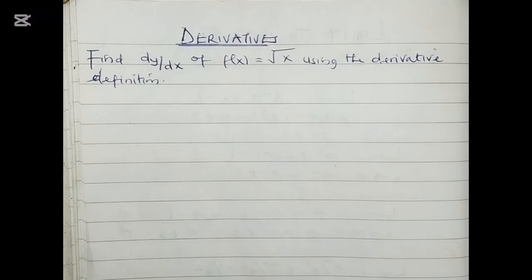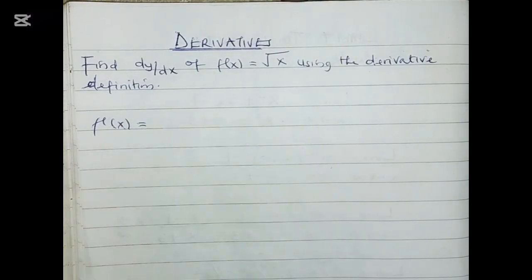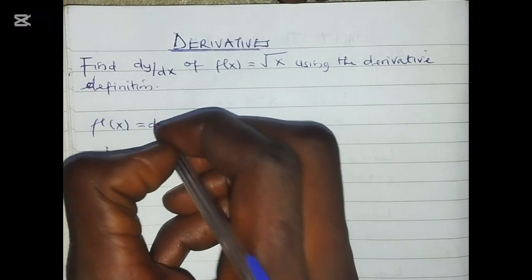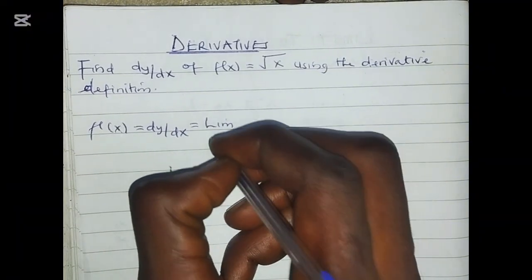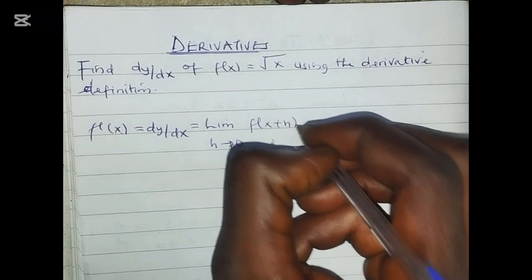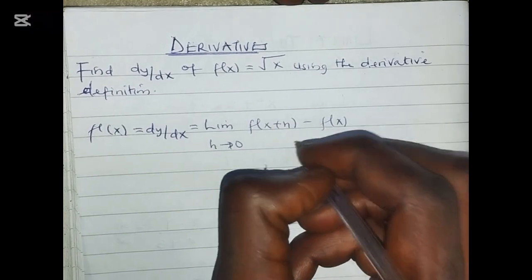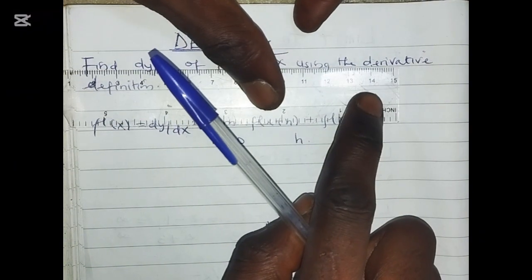Alright, welcome to this lesson. In this video we have been asked to find the dy/dx of this function using the derivative definition. It says that f'(x), which is equal to what we call dy/dx, is equal to the limit as h approaches 0 of [f(x + h) - f(x)] divided by h. This is what the definition says that we do.